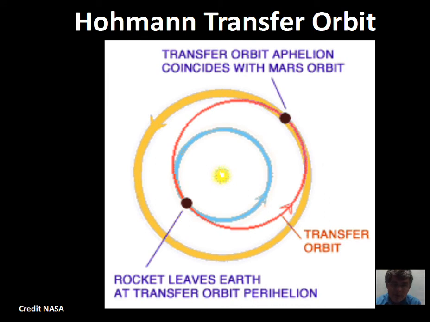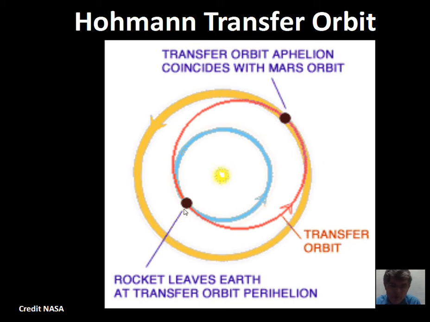So how is it that we can most economically take a rocket, a satellite, and reach Mars, orbit Mars? Well, this is from NASA, a little graphic. The blue orbit is the orbit of the Earth. The yellow is the orbit of Mars.